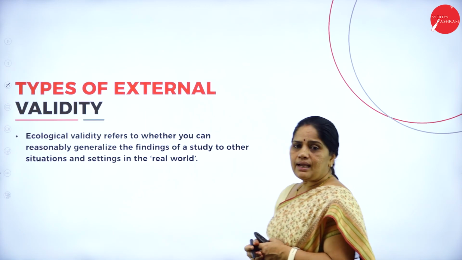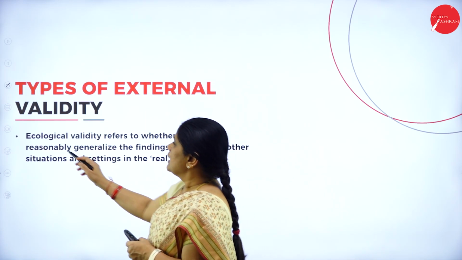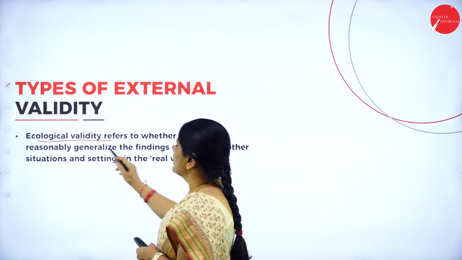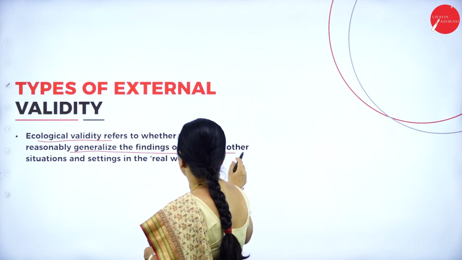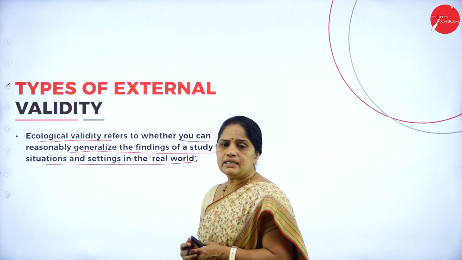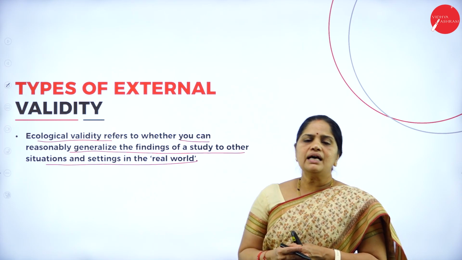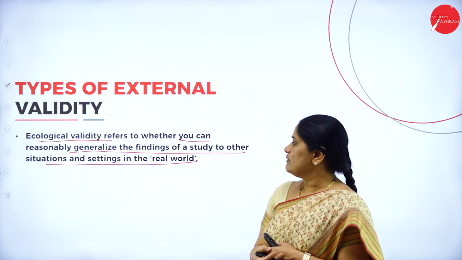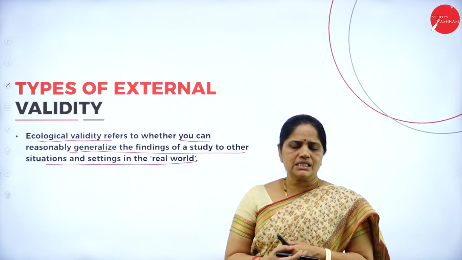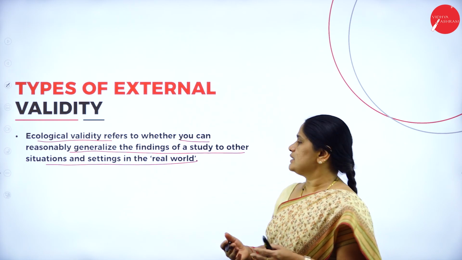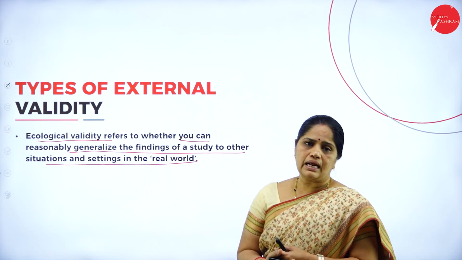The next type of external validity is ecological validity. It refers to whether you can reasonably generalize the findings of a study to other situations and settings in the real world. In the real world, that is the world around us, ecological validity will see whether you can generalize the solution to the real world, that is the world all around us.